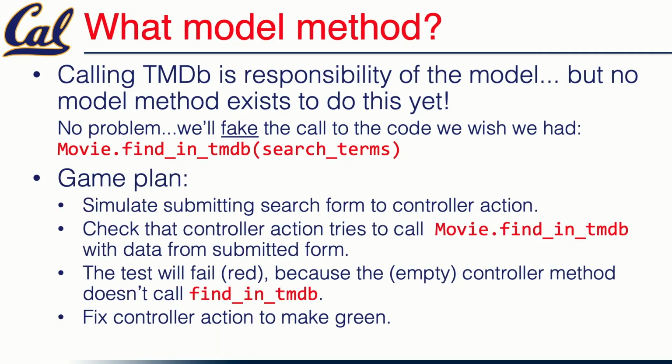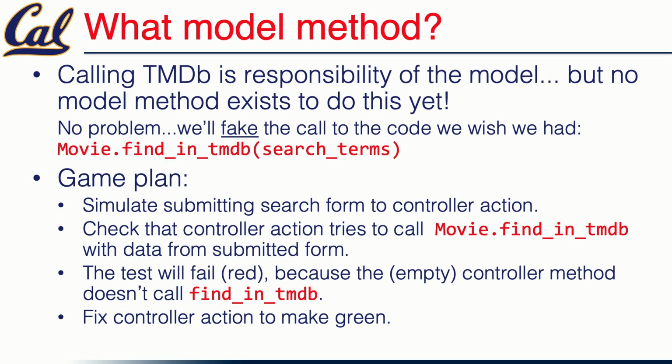How do we do that? We're going to, in our test, simulate submitting the search form to the controller action, right? That's the part of RSpec Rails that gives us things like post, put, and get to actually get us that far. Then, once we're in the controller action, we need to check that it tries to call this non-existent method that we're sort of inventing out of thin air. Of course, the test will fail because there's no code in the controller method. We haven't put any code there yet. And then we'll just put in a tiny bit of code to satisfy that test and make it pass.